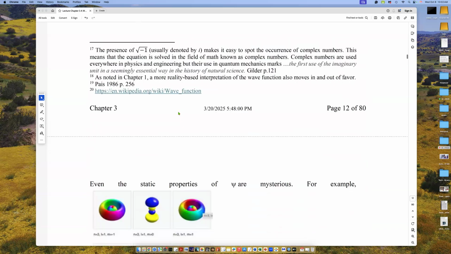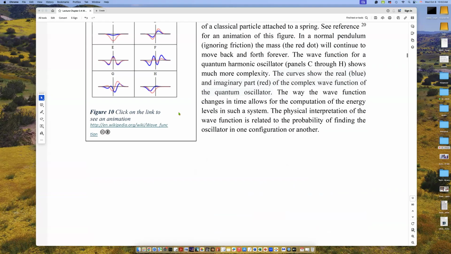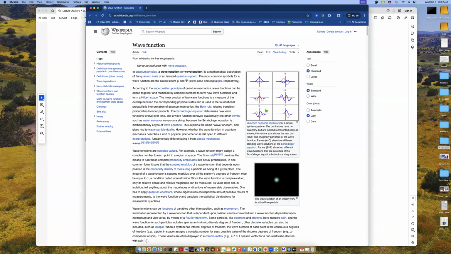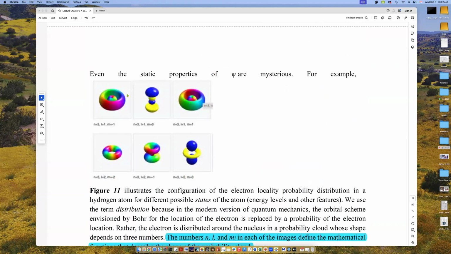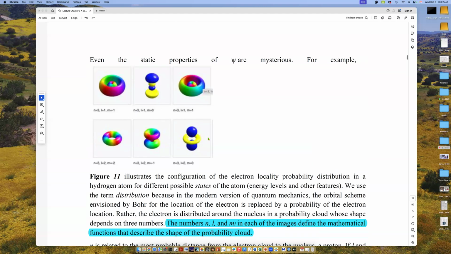So if we go back, well, we can do it here. If we go back to this simple harmonic, it's called a harmonic oscillator. It means a pendulum. A quantum pendulum has this very busy sort of thing going on. If we apply the same kind of equation to an atom, we find electrons. The probability of locating the electron has these different shapes depending on the energy levels of the electron.